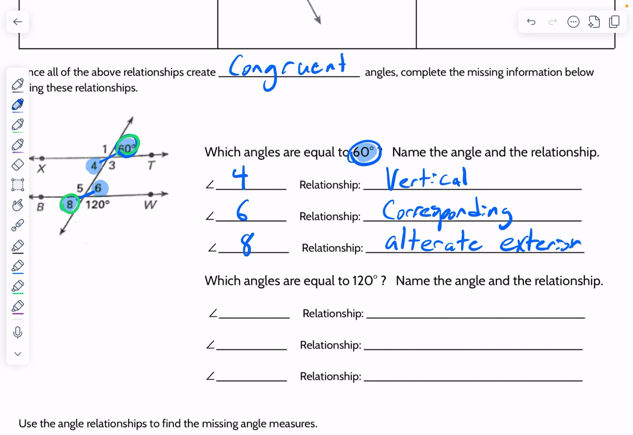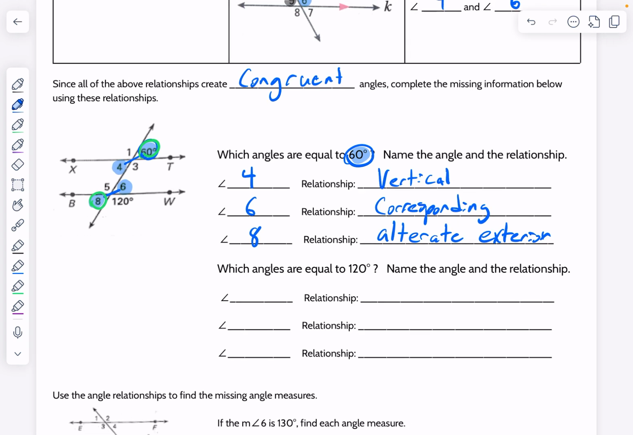All right. So make sure when you're naming the relationship that you're using not the relationship from one angle to another, 4 to 6, or 6 to 8, or 4 to 8, but from the original measure, 60 degrees, to your angle you're talking about, 4 or 6 or 8.